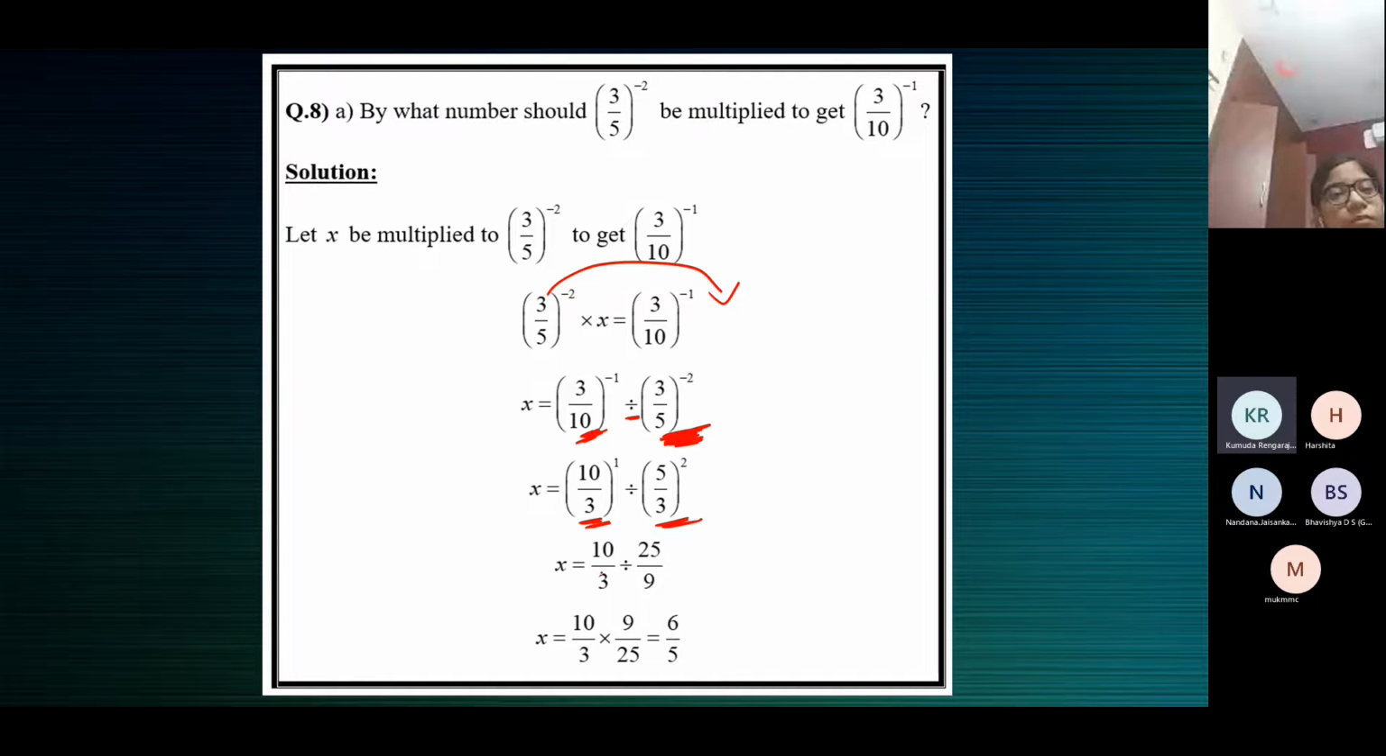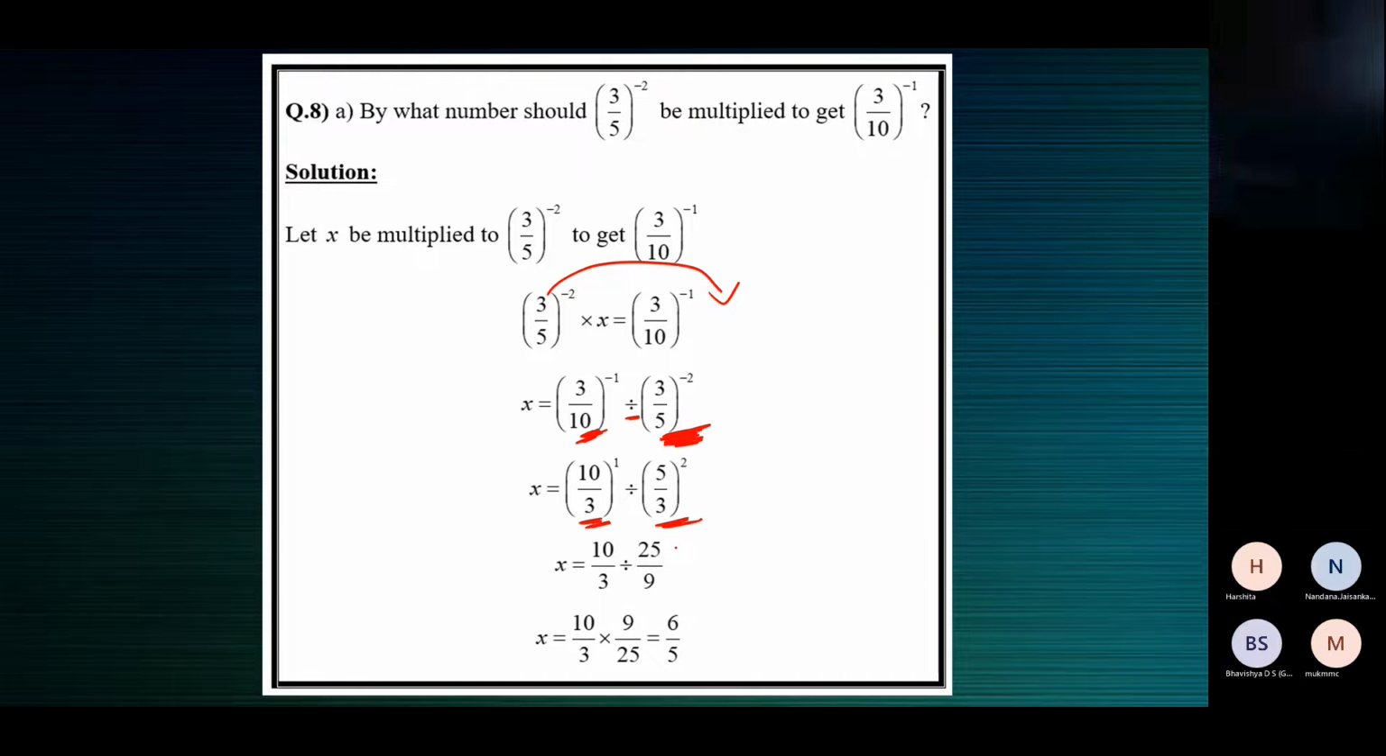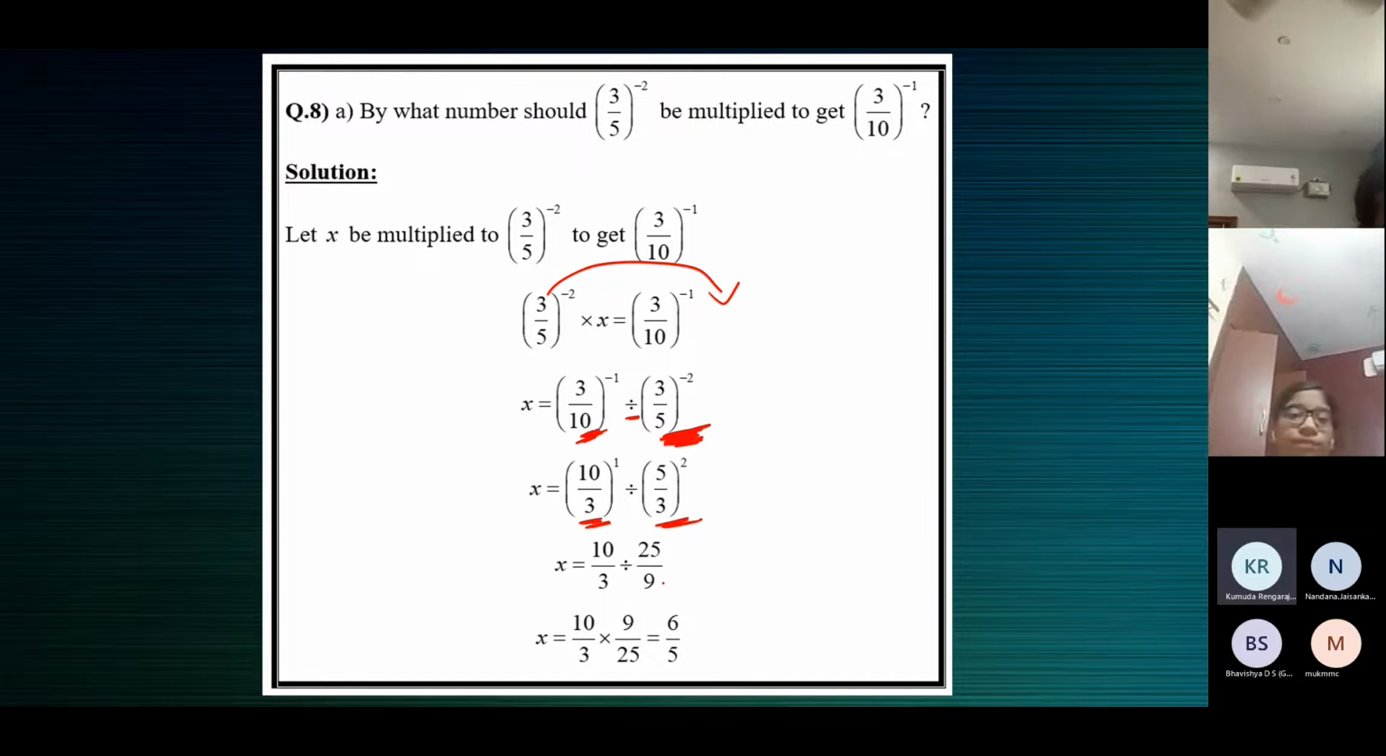So it's nothing but 10 by 3 divided by 5 by 3 into 5 by 3, which is 25 by 9. So divided by 25 by 9 means into 9 by 25. On simplifying, 3 ones are, 3 threes are, 5 twos are, 5 fives are, 6 by 5.